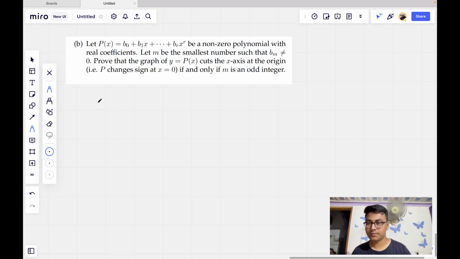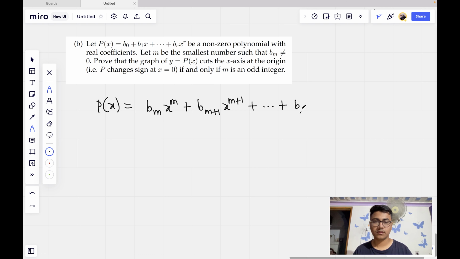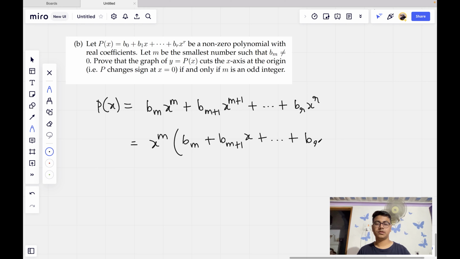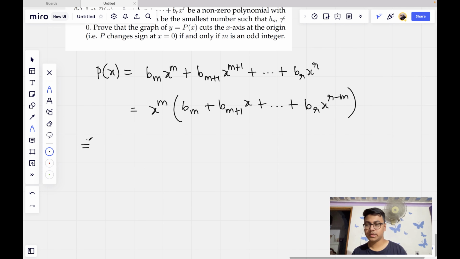So basically, the polynomial is just p of x equals bm x to the power m plus bm plus 1 x to the power m plus 1, and so on, up to br x to the power r. Correct? We take x to the power m common, and that gives us bm plus bm plus 1 x, till br x to the power r minus m. This is starting to look a lot like the previous question.